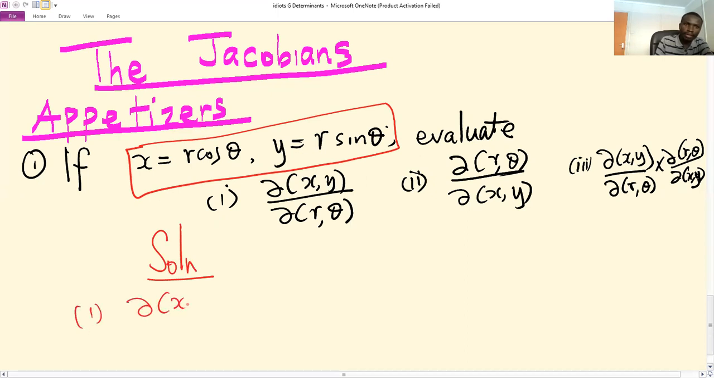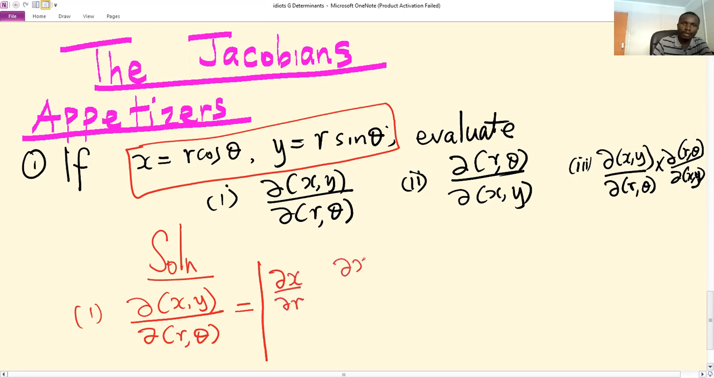The Jacobian of x, y with respect to r theta is the same as the determinant: partial x partial r, partial x partial theta, partial y partial r, partial y partial theta. This is by definition.